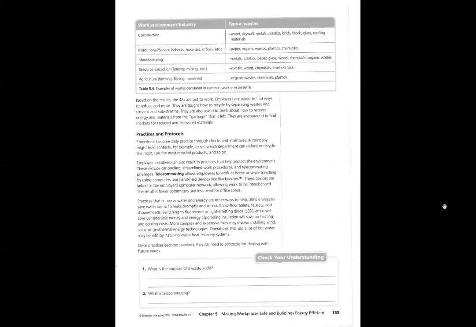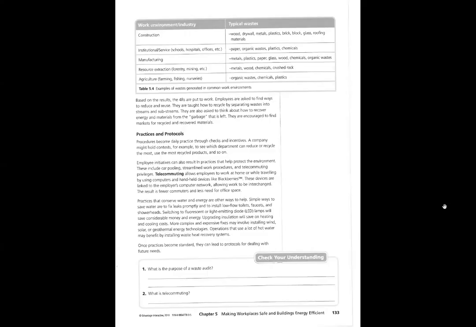So if you look at the top of page 133, maybe you're at a construction site. In that case, the waste that would be generated, we've already gone through some of these, would be wood, drywall, metals, plastics, bricks, blocks, glass, roofing materials. All of those would be typical wastes. And so what we would want to do is look at those and see how we could use the 4, 5, however many R's you want to go, 3 if you want to stick with it, making it simple, to do something with these wastes instead of just putting them right in a landfill.